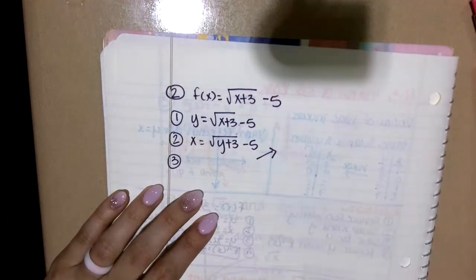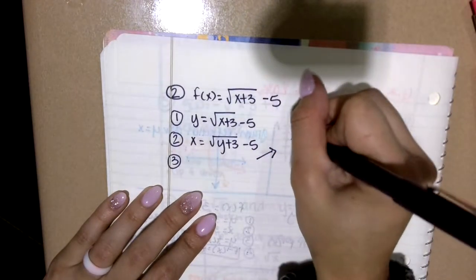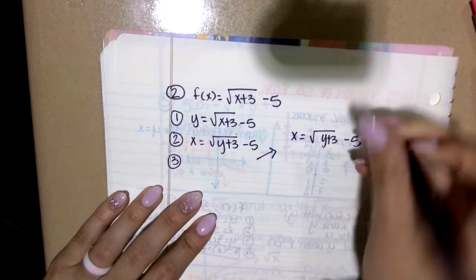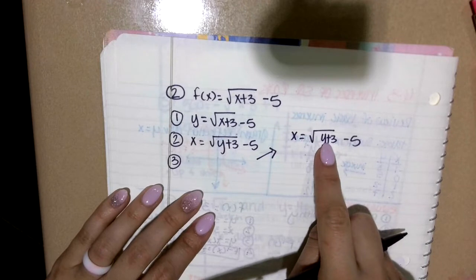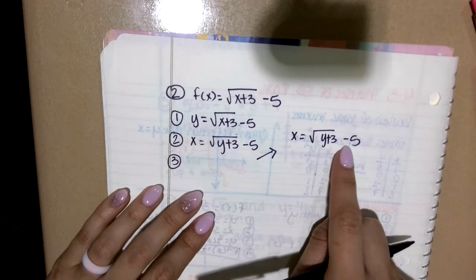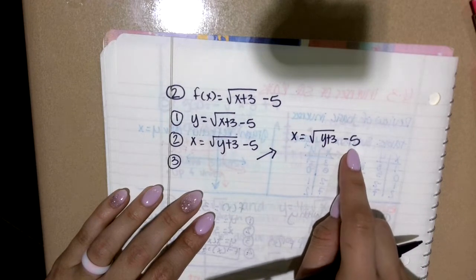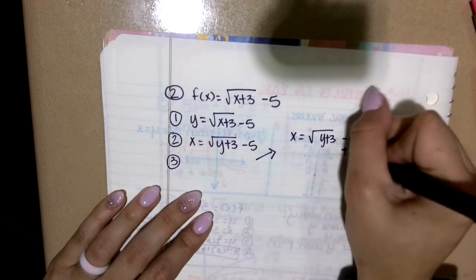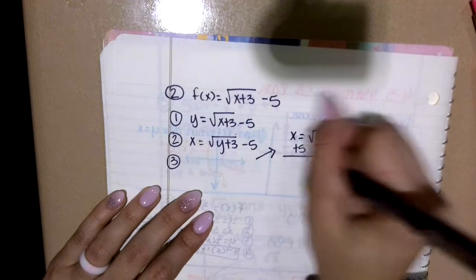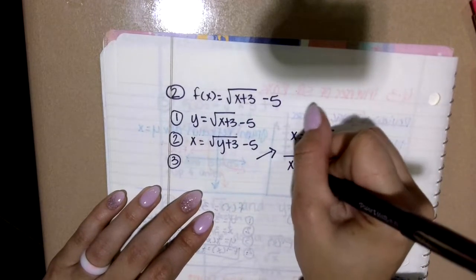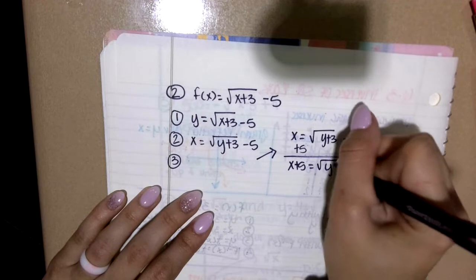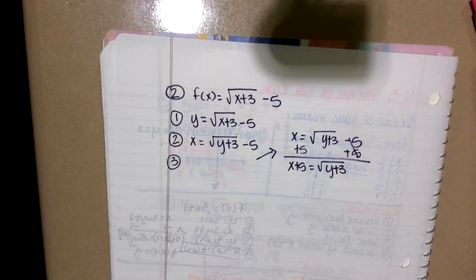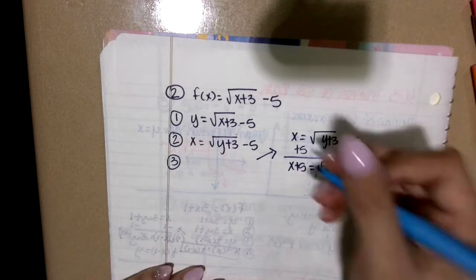Step 3 is to get y by itself, so I'm going to come over here and work it out. Before you deal with the square root and what's in it, you have to deal with what's on the outside. We have a minus 5. How do I get it to the other side? Add 5. So I have x plus 5 is equal to the square root of y plus 3. And then now we can square it.